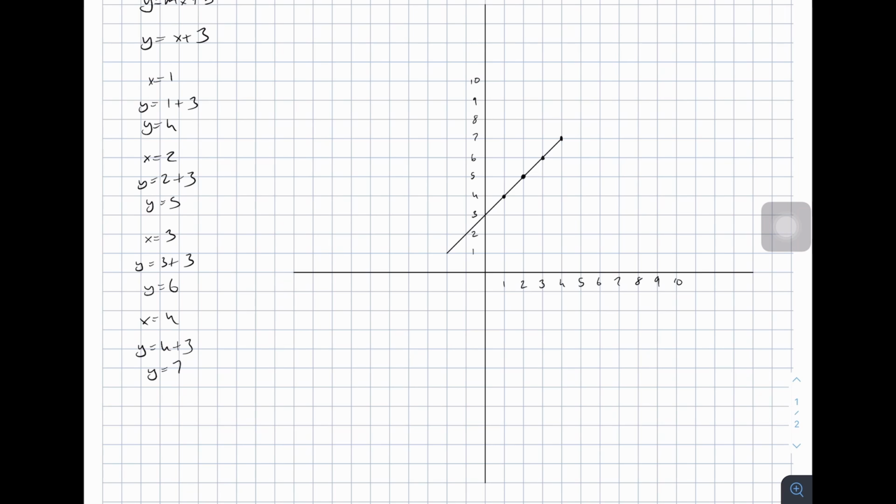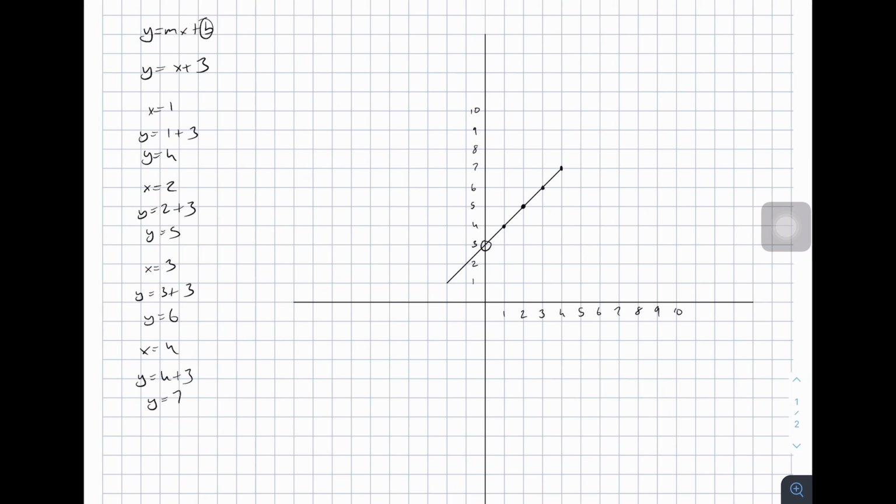So as you can see, the graph crosses the y-axis at (0, 3). This is called the y-intercept, and this is represented by the b in the equation y equals mx plus b. A y-intercept is where x is equal to 0, and this equation has a b value of 3 and a y-intercept of 3.